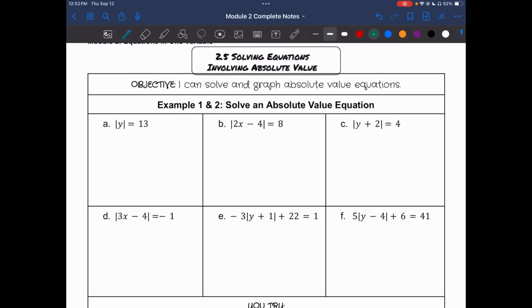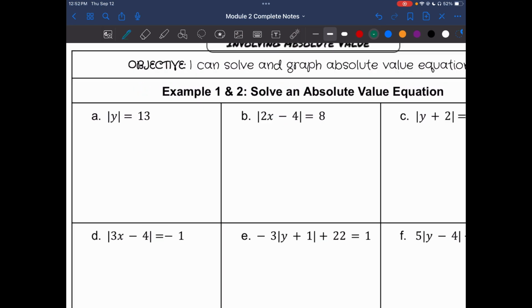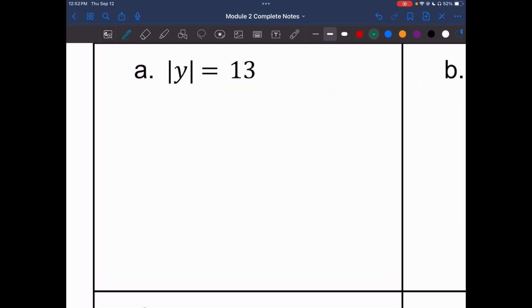Hello, and welcome to Lesson 2.5, Solving Equations Involving Absolute Value. Our objective for today is that I can solve and graph absolute value equations. So this first section is looking at absolute value equations and solving them for the given variable.